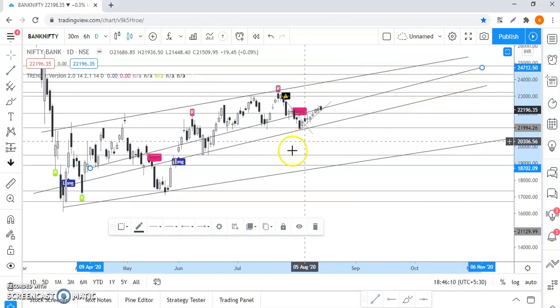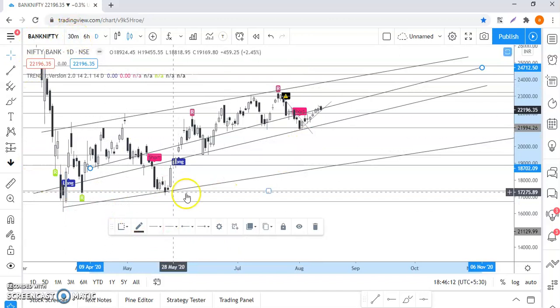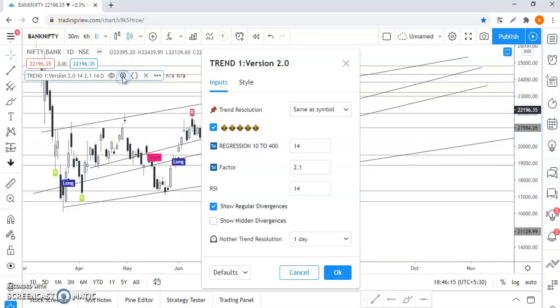Once you are done with this, go to the 30-minute chart, because for each and every time frame, the regression and the factor value keep changing. So make sure that for a particular time frame we use a different regression and factor value. All those details will be given to you, or you can adjust and see. Suppose the short signal is given here in a 1 day chart, and I want the short signal to be here so that the accuracy is increased.